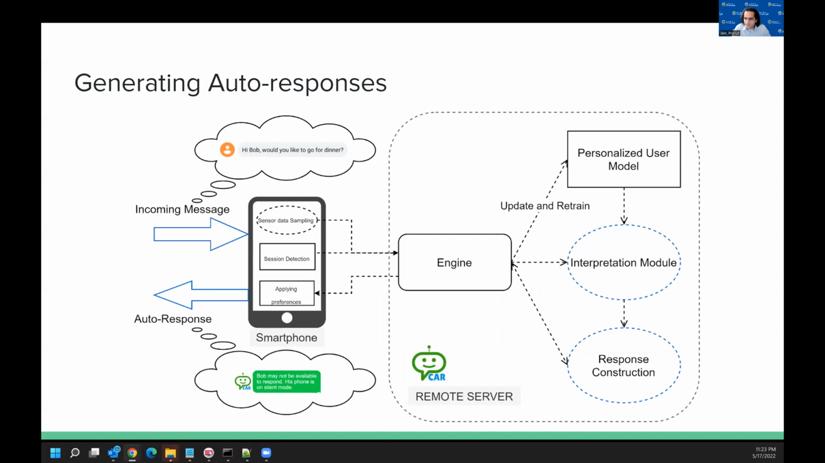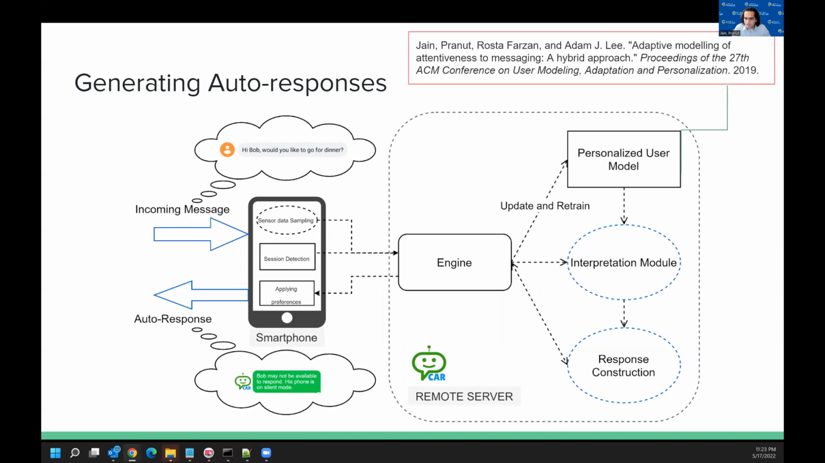I encourage viewers to refer to the paper for the overall design and our prior work in user modeling to understand how these models were trained. And I also encourage readers to look into our prior work on context sharing to understand how we identified and evaluated the different auto-response types, which are listed on this slide.